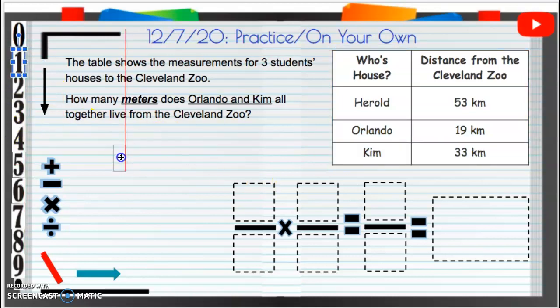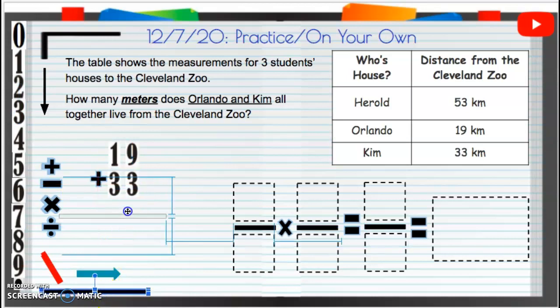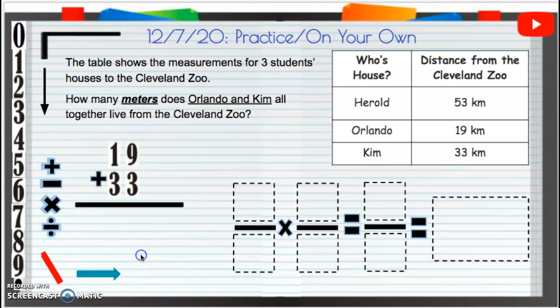So we're going to add those together because we need to figure out the total and then we can convert it. So 19 plus 33. All right, now we're going to add them. And 9 plus 3 is going to be 12. I'm going to carry that 1, drop that 2. 3 plus 1 is 4, plus another 1 is 5. So 52 kilometers total. So 52 km.